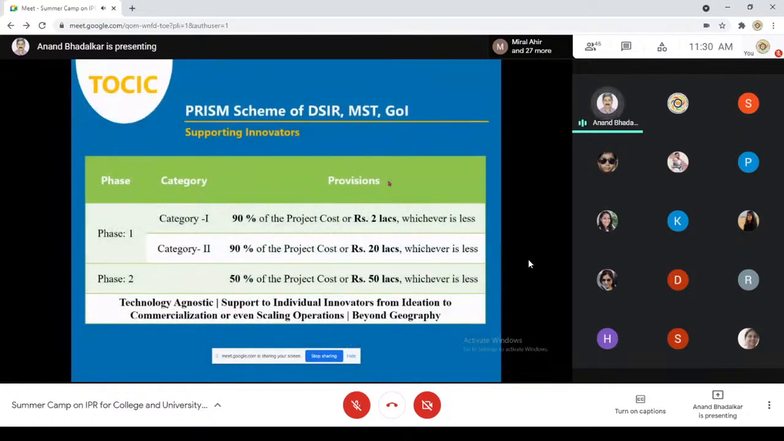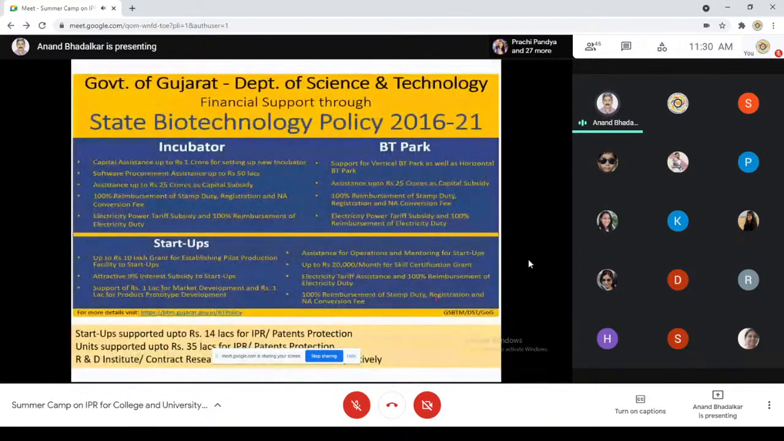Okay, so we have a cluster innovation center from DSIR MST GOI, wherein we support innovators to the tune of 90% of project cost or up to 2 lakhs, or 90% of project cost up to 20 lakhs in phase 1, in phase 2 up to 50 lakhs, 50% of project cost or 50 lakhs. So if you are an innovator, please reach out to me, we'll be more than happy to support you. That is one. This is the second one.